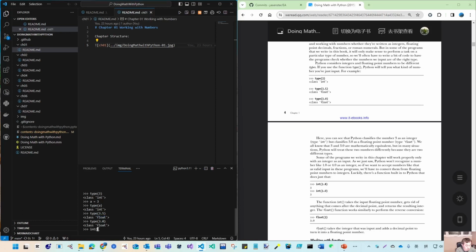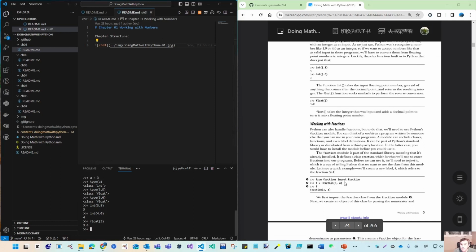So let's see. I use int, called integer, on 3.5. It converts to the floor, the number 3. Similarly, if I convert 4.0, I get 4. And if I use float on 3, the whole number, it will tell you it's 3.0. So that is converting each other.